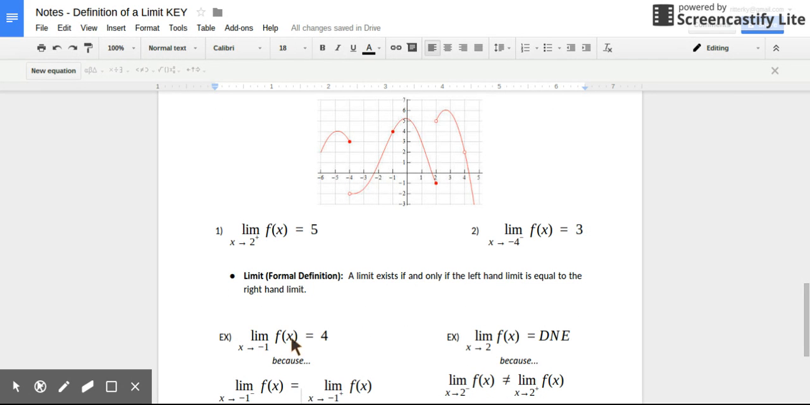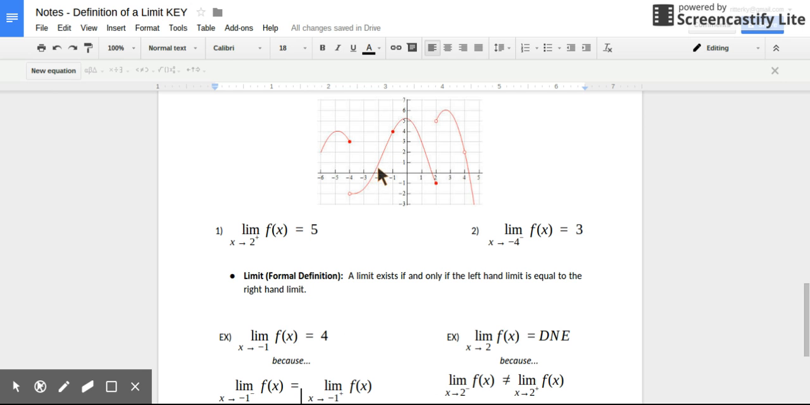If I want to evaluate the limit of this function again, as I approach -1, not just from the left side but also from the right side, that would be symbolized by not using a one-sided limit symbol. If you don't see a one-sided limit symbol, you're always approaching it from both sides. Let's see if it exists.